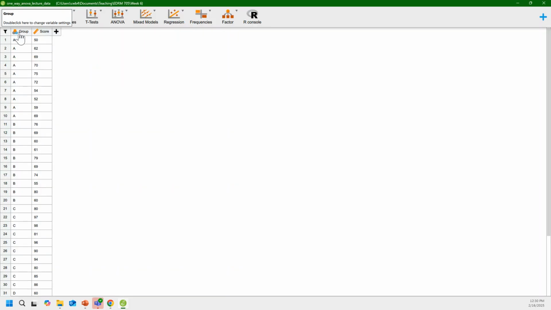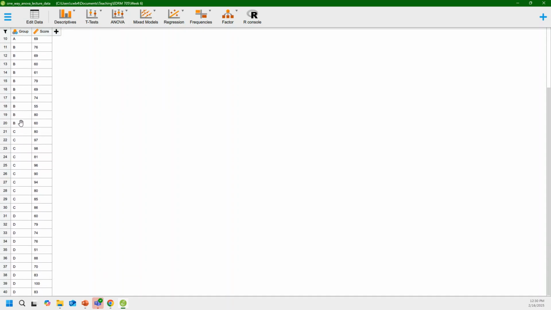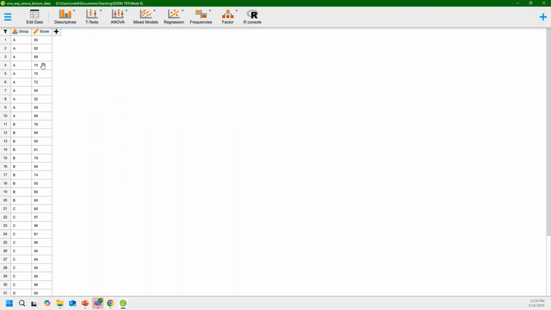We have group. We have 10 people in group A, 10 people in group B, 10 people in group C, and the last 10 in group D, right? And then the score on that firefighter test is in this second column here.